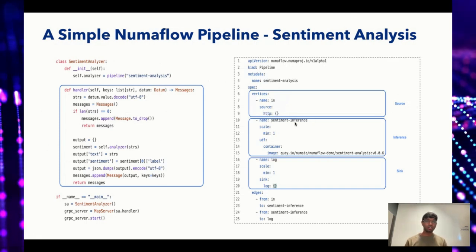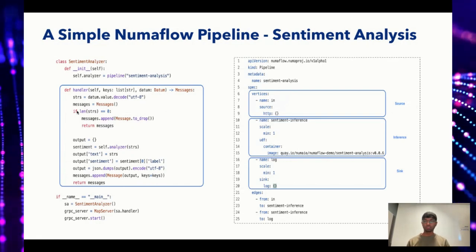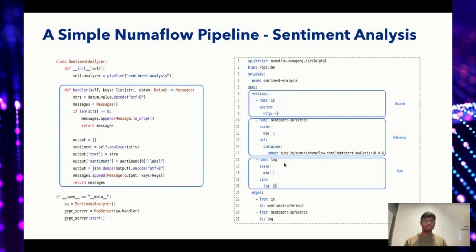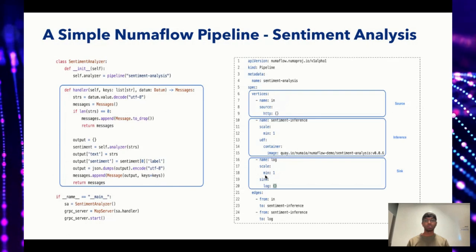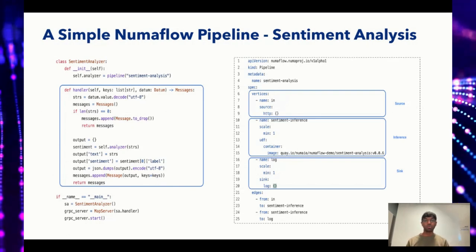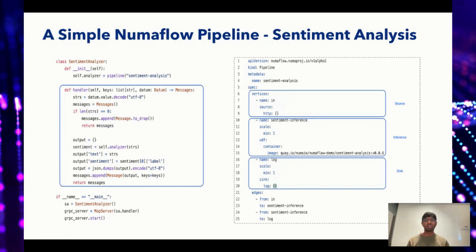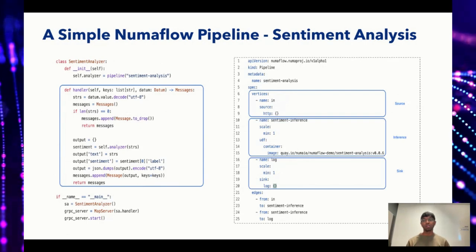And then the sentiment inference is just a container with that Hugging Face model, which is nothing but this piece of code packaged as a container and available here. And then the third one, which we saw, is a log sink, where I'm just sending out the results to a log so that I can quickly visualize them. So in short, we have alleviated all of the challenges with connecting with multiple sources and sinks.